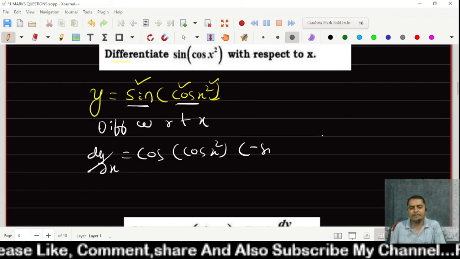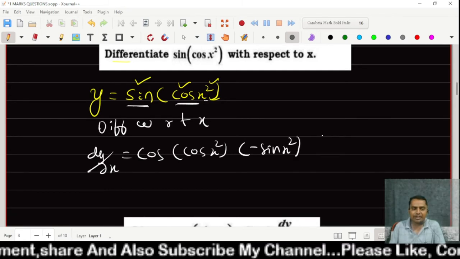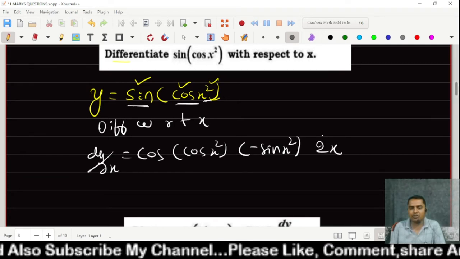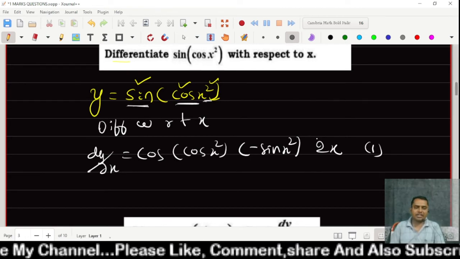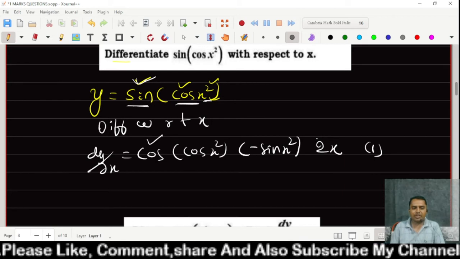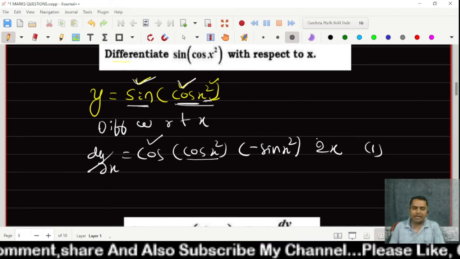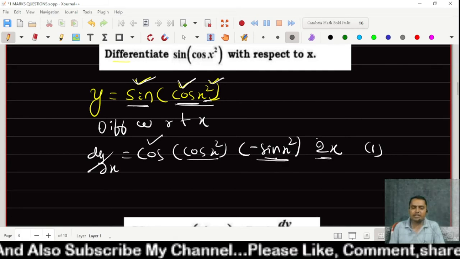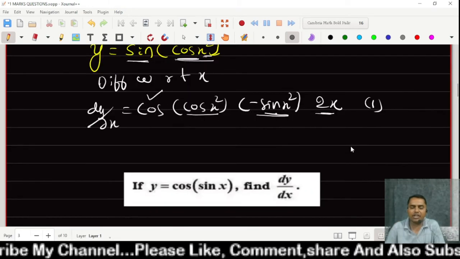Minus sine x square. Then derivative of this x square is what? 2x. And derivative of this x is what? 1. Yes. Here once again, first derivative of sine x is what? Cos. Instead of x, what is here? Cos x square is there. And derivative of cos is what? Minus sine x square. And derivative of x square is what? 2x. Then derivative of x with respect to x is what? 1.